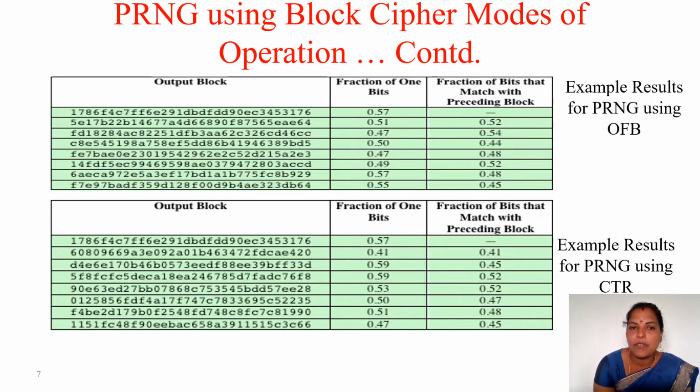If you see the input seed value, the first value is the same, 1786F4, for the output feedback mode, and for the counter mode it is the same as well. From the second onwards you see different values. Because we are applying different modes of operation, different random numbers are generated. For the same initial value we get different values in the subsequent blocks in both modes of operation, output feedback mode as well as counter mode.